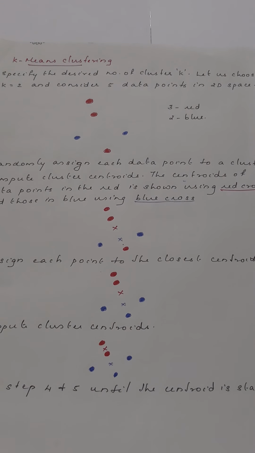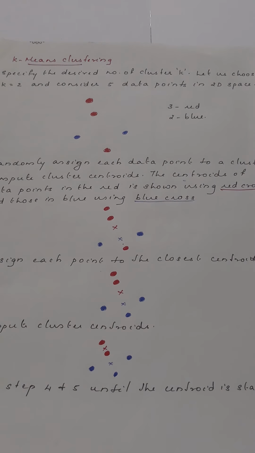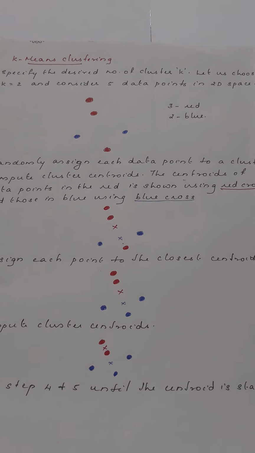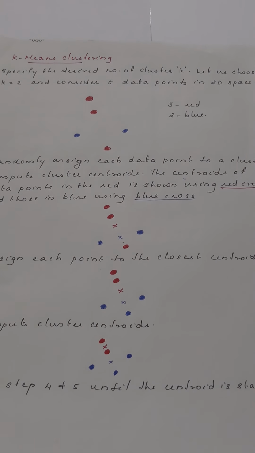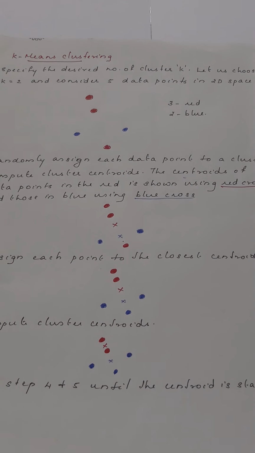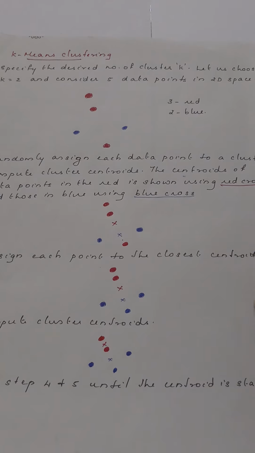So it has several steps. First step is to specify the desired number of clusters k. So here we have 5 data points. 3 are represented by red color and 2 are represented by blue color. So here we take 2 centroid points, and they are randomly chosen.